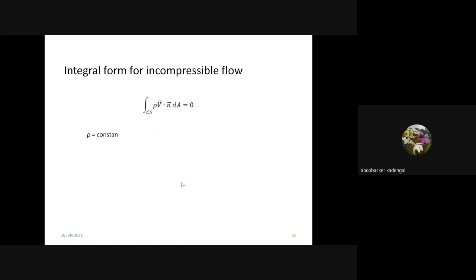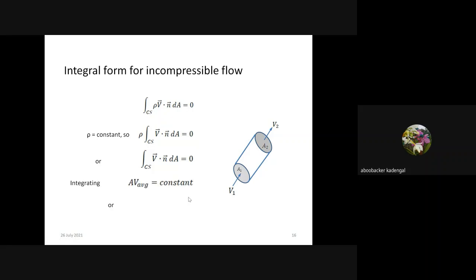Then the integral form is this. When we assume rho constant, what we have is, over the control surface, the integral of V dot n dA is equal to 0. So integral dA for section 1 is A1, and for the other it will be A2. So it becomes A1 V1 is equal to A2 V2. This is our elementary continuity equation for incompressible flow.